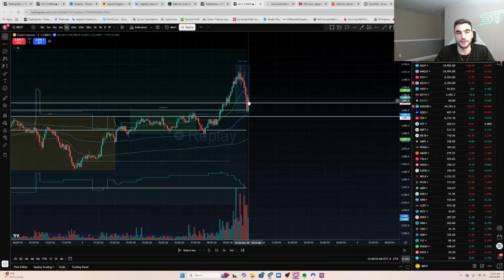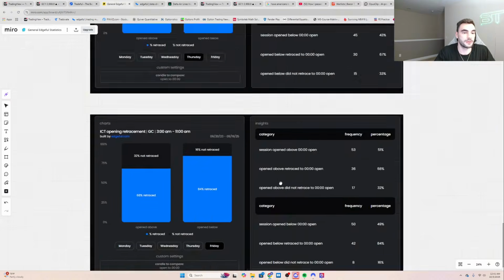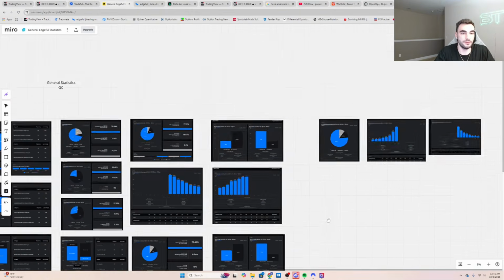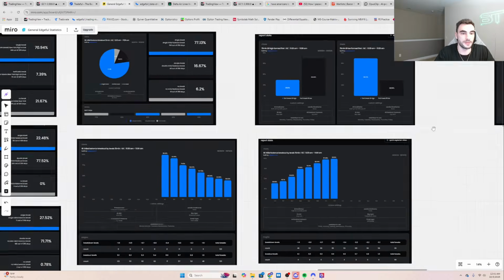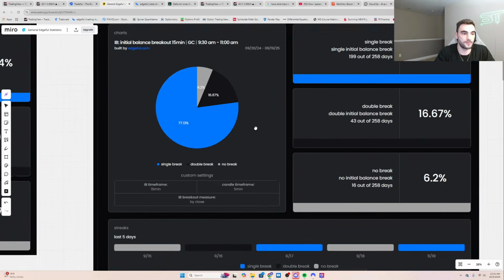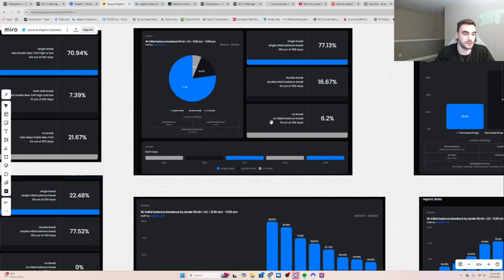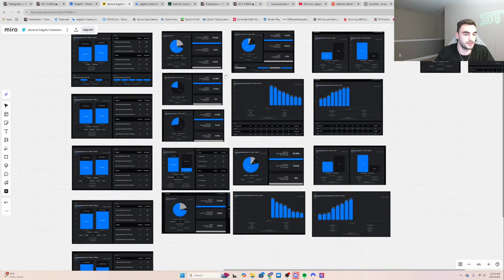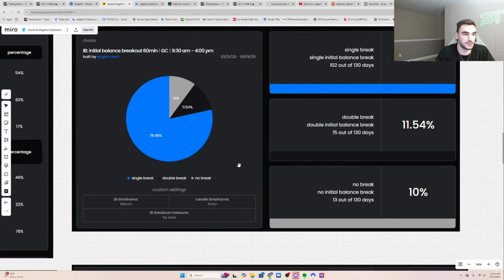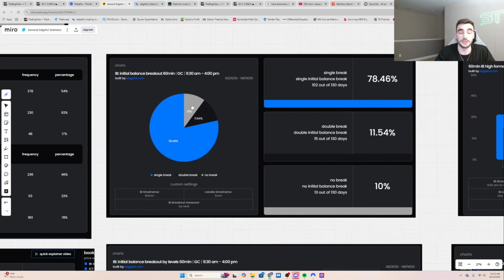We're at 10:15. So the next stat I'm going to pull is this initial balance breakout. This is just a standard IB. Actually, this is the ORB. Let me find the initial balance breakout. This is just a standard IB. Okay, 60-minute, 9:30 to 4 p.m.